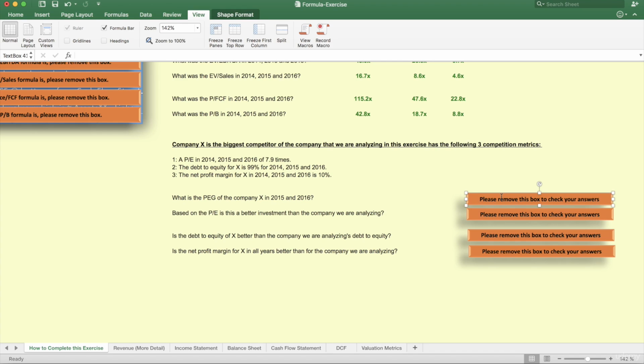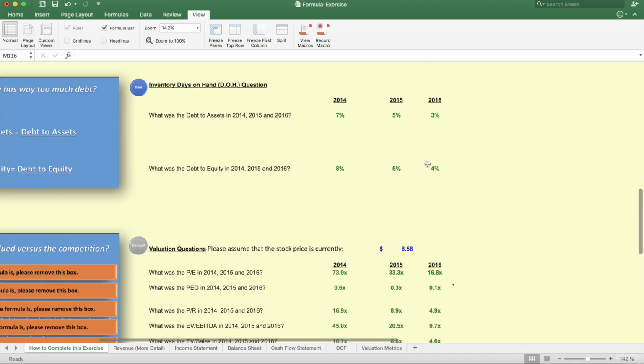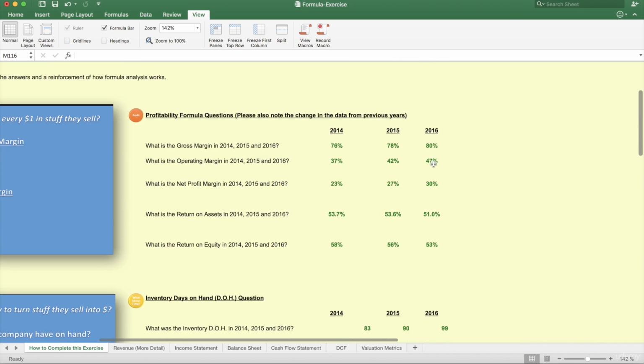What did I write here? Yeah, 0, no growth. Based on the PE, is this a better investment? I would say our company is a better investment because they're at 7.9 times, but there's no growth. If they're at 7.9 times for all 3 years in a row, and they're probably not going to grow next year or the year after, then in a year or two, we'll be cheaper than them anyway. I'll show you.